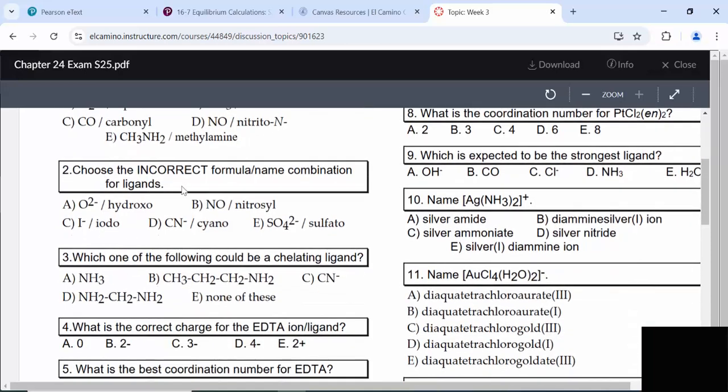Choose the incorrect formula name combination for the ligands. Hydroxide is not O2 minus. Hydroxide's OH minus. So this A is incorrect.